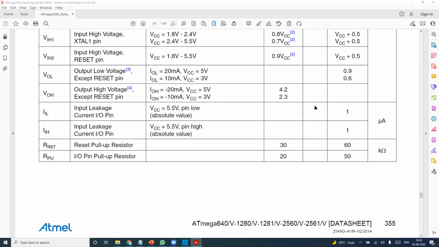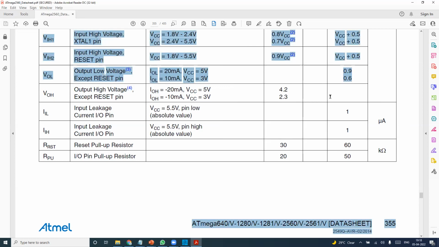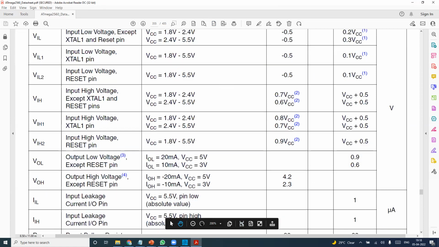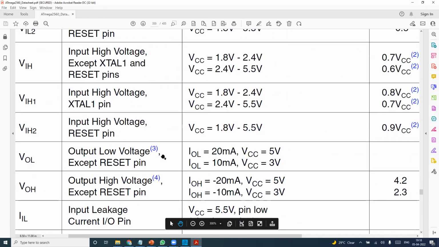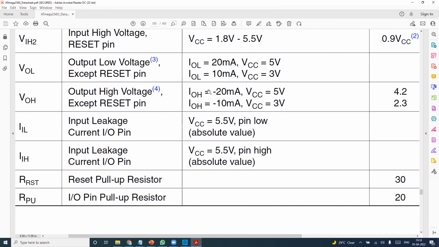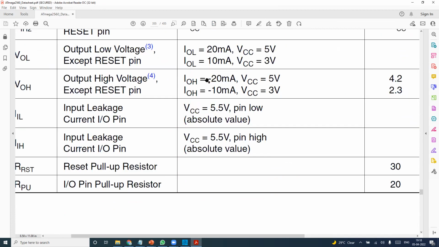That means VOH, the voltage on output when the pin is high. What is the voltage? They say here, see here, VOH. I hope you see that. Otherwise, I can zoom it. See here, VOH, output high voltage. When it is 4.2 volts, what is the current? 20 milliamperes.